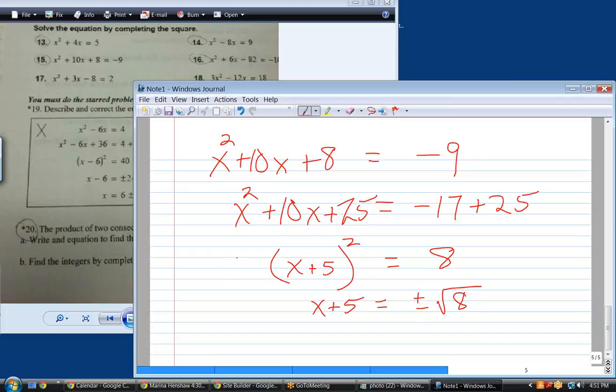So in other words, when you're writing this, when you're showing your work, this is the preceding step and this is the next step. You've taken the square root of both sides. So now what's x equal to? X is equal to plus or minus the square root of 8 minus 5. Okay. Not quite done yet.